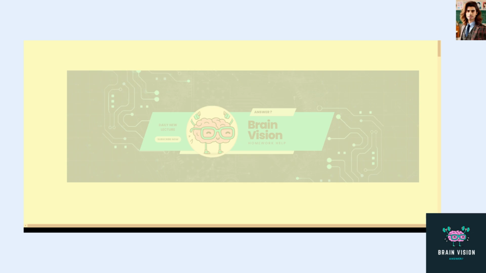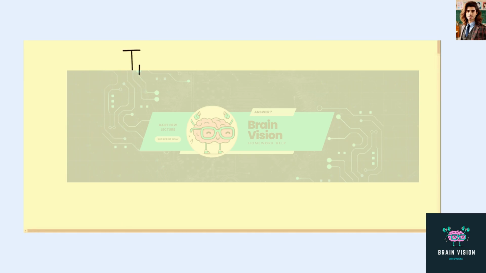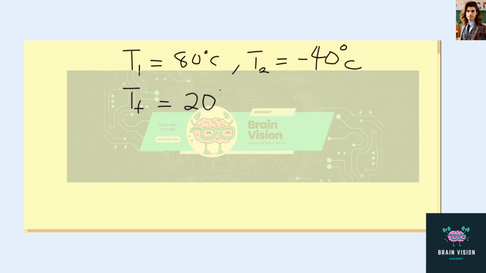So this question asks us to calculate the mass of water in a mixture of water and ice, all contained in a container of negligible mass. We are told that the temperature of water, T1, is 80 degrees Celsius, and T2, the temperature of ice, is negative 40 degrees Celsius. The final temperature of the mixture, T subscript F, is 20 degrees Celsius.